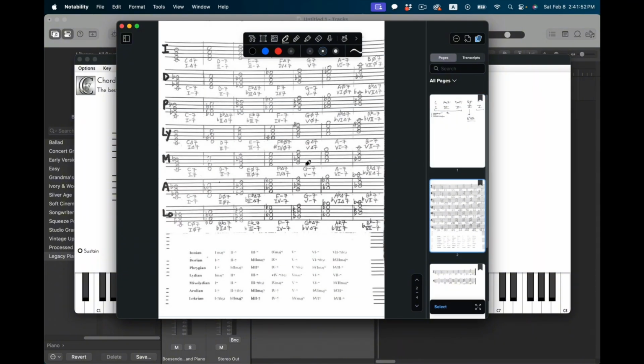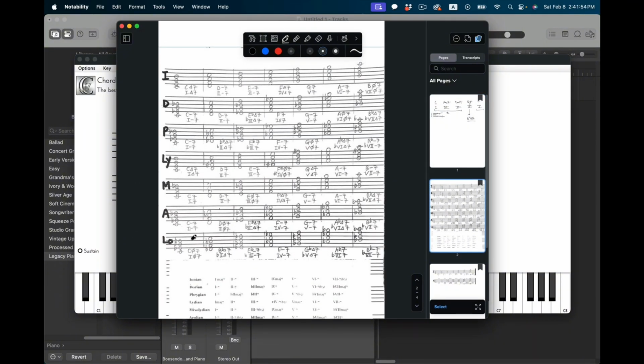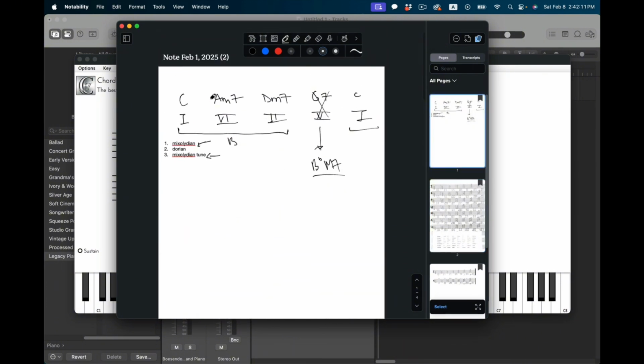If we take a look at this chart with all the modes in C and their diatonic chords, and look at Mixolydian, it's B flat. It's not B. There's no B in C Mixolydian. So by using a B in these chords, we're asserting that they aren't in Mixolydian. These are just C.